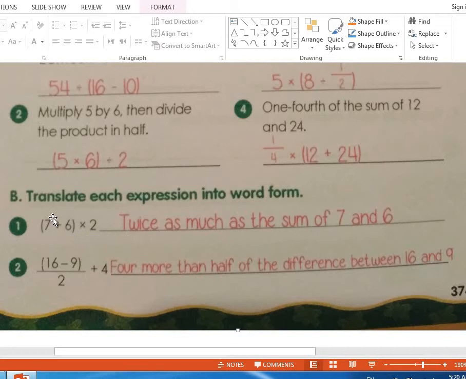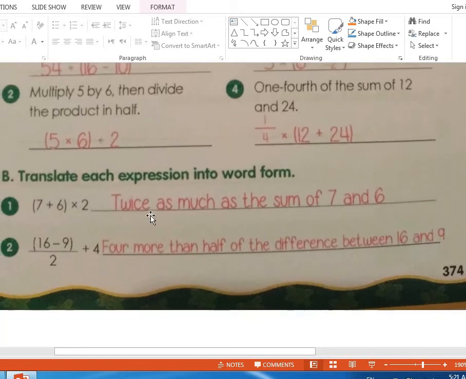Here I can say the sum of 7 and 6 all times 2, or I can say twice as much as the sum of 7 and 6, or I can say 7 and 6 multiplied by 2.